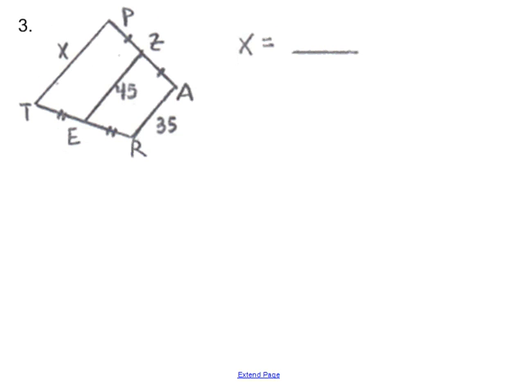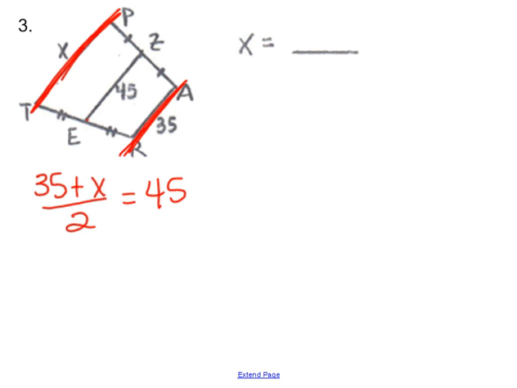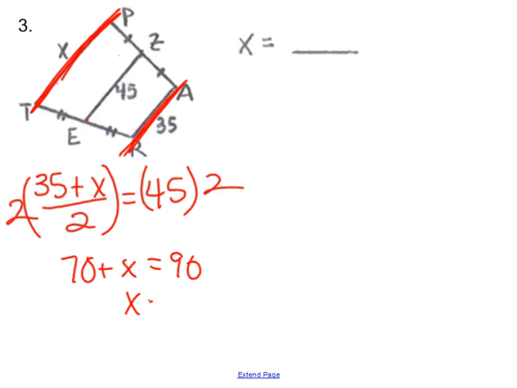Okay, so now we're looking at midsegments. Remember, the midsegment theorem says that this segment and this segment divided by 2 equals the midsegment. Well, that means I'm going to write 35 plus x all over 2 equals 45. All right? So multiply both sides by 2. Okay, so we get 70 plus x equals 90, x equals 20.